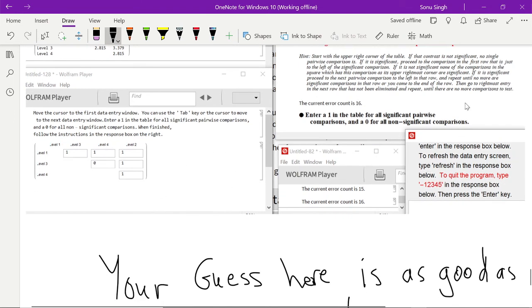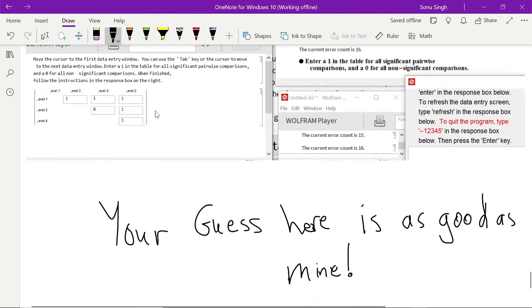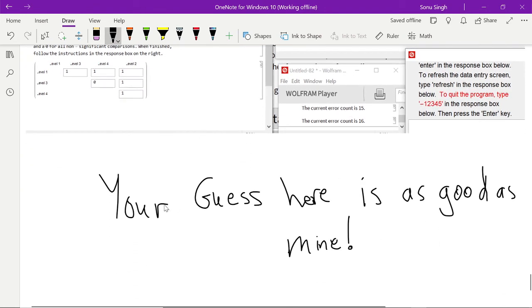So you pretty much would lose one area here. If you somehow got this right, please explain it to me. And like it says here, your guess is as good as mine.